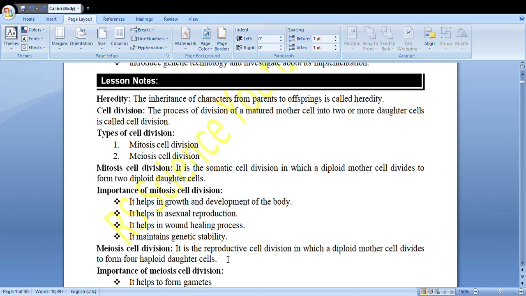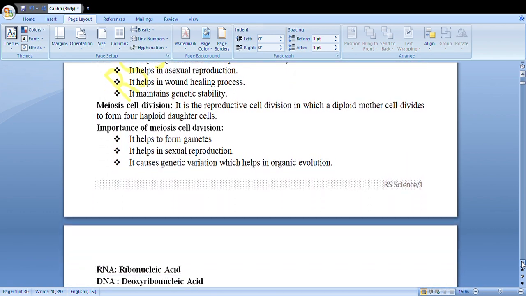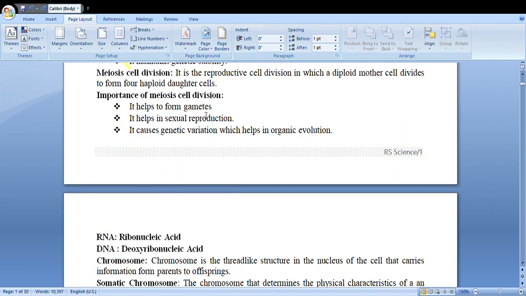Meiosis cell division is the reproductive cell division in which a diploid mother cell divides to form four haploid daughter cells. Importance of meiosis cell division: it helps to form gametes, it helps in sexual reproduction, it causes genetic variation which helps in organic evolution. RNA, ribonucleic acid. DNA, deoxyribonucleic acid.